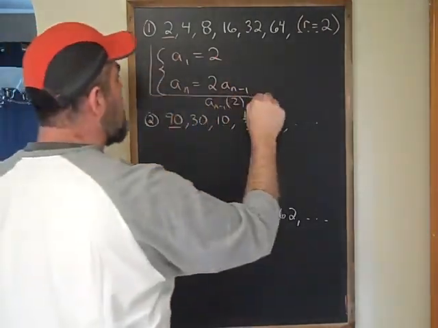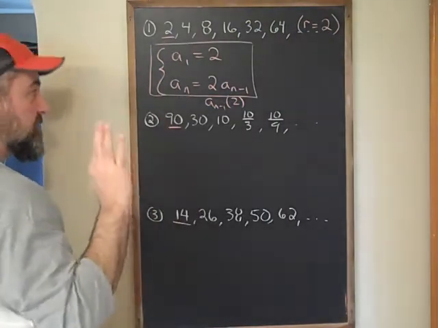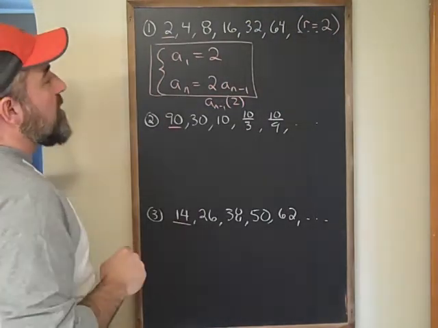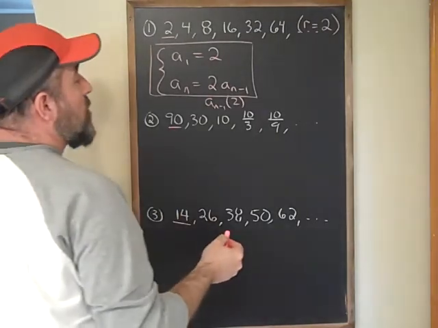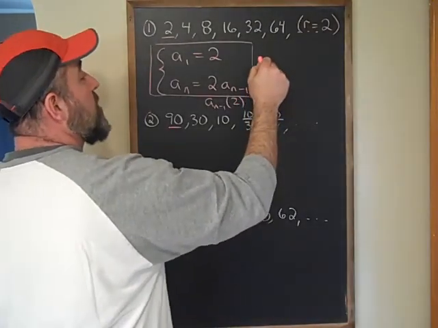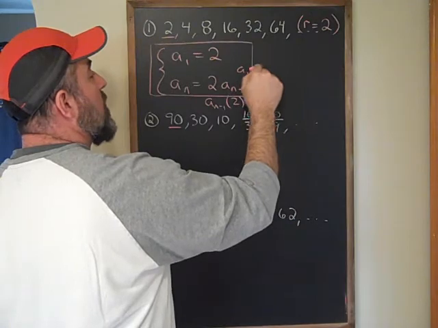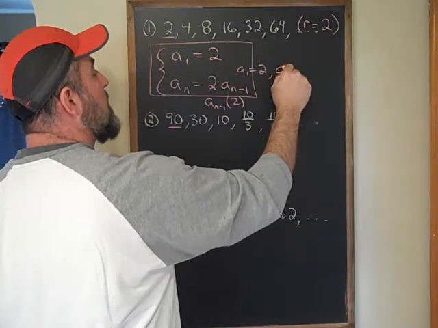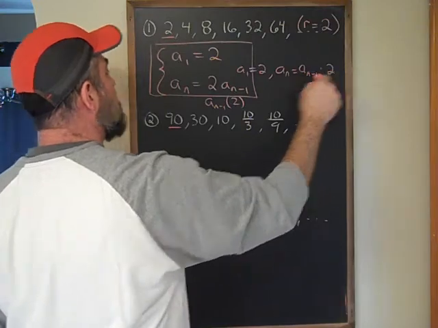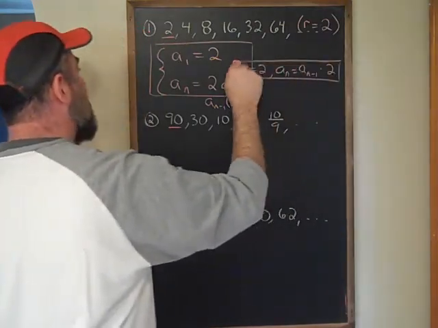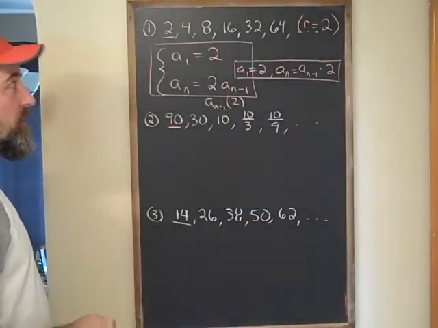So there's the recursive formula for that sequence 2, 4, 8, 16, 32. If you wanted to write it in one line, you could. You could write a sub 1 is 2, comma, a sub n is a sub n minus 1 times 2. You could write it that way. There's nothing wrong with giving the answer that way.